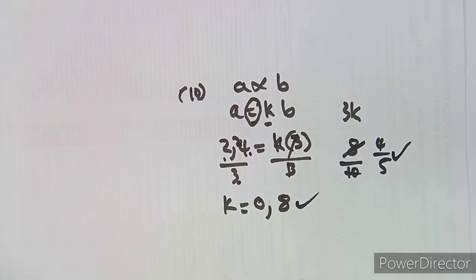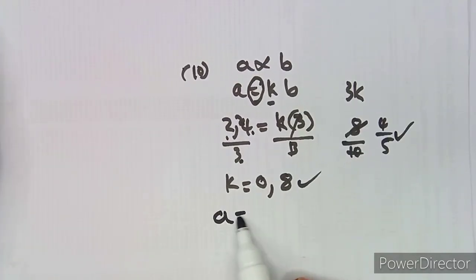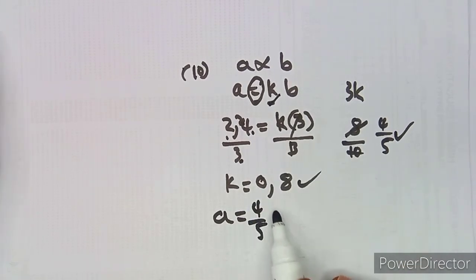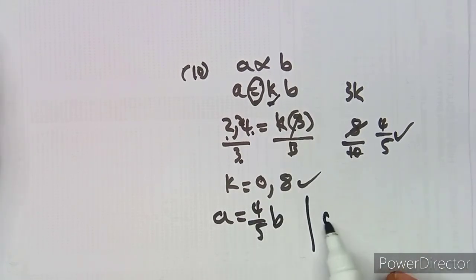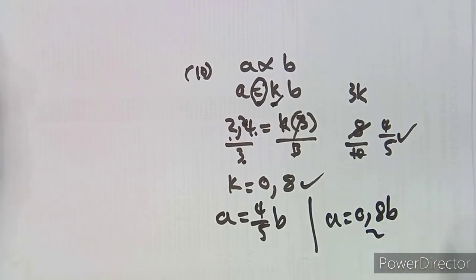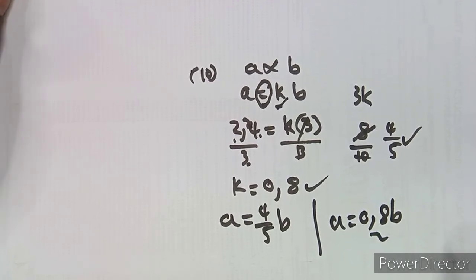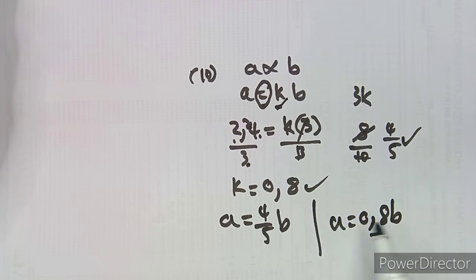Okay, so this is not a relationship, this is the constant that you just determined. So in order for you to have the relationship, now you have to substitute the value of k that you've obtained here. So it's a is equal to 4 over 5 b, or it can be a is equal to 0,8b, depending on the way that you want to write it, but that is the relationship or the equation which connects a and b.